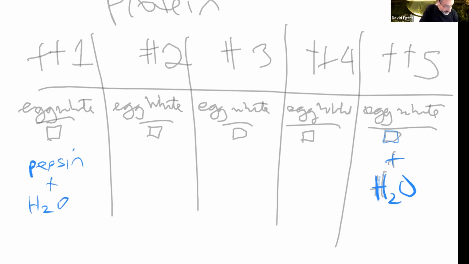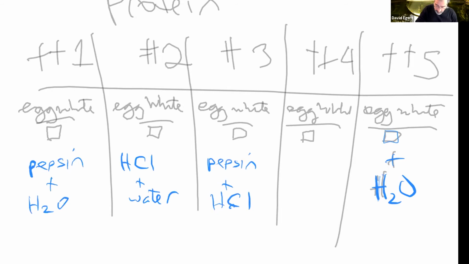Test tube 2 is going to have HCl in water, hydrochloric acid. Test tube 3 is going to be pepsin and HCl, hydrochloric acid. And test tube 4 is going to be pepsin and sodium hydroxide, which is a strong base. Make it very alkaline.